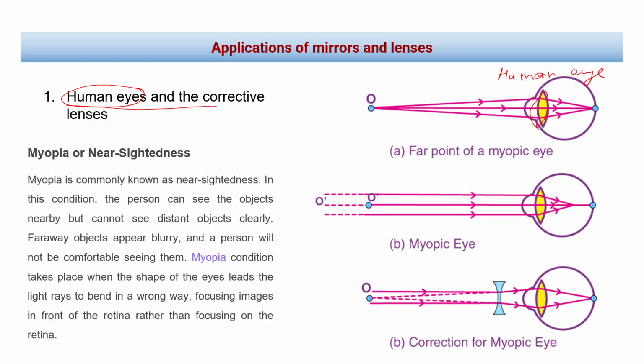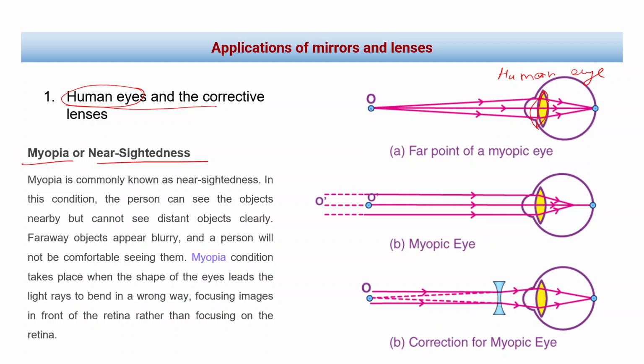Where we have a convex lens inside, and whatever object we see, the light passes through it and goes to the retina, through which we are able to see it. But there are two conditions when we are not able to see these objects. That happens when we have the conditions called myopia or nearsightedness.